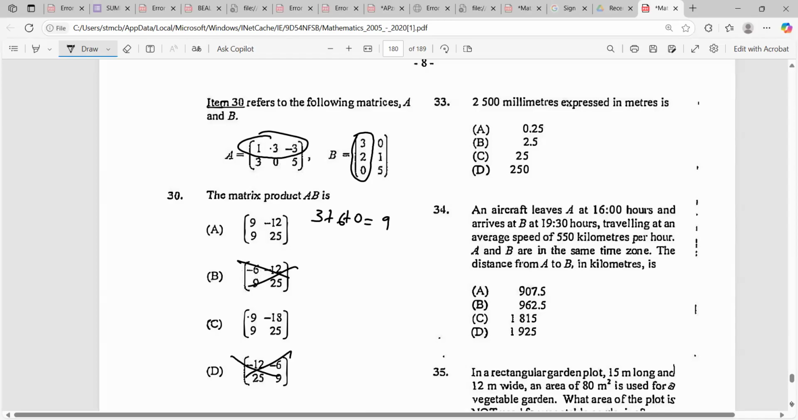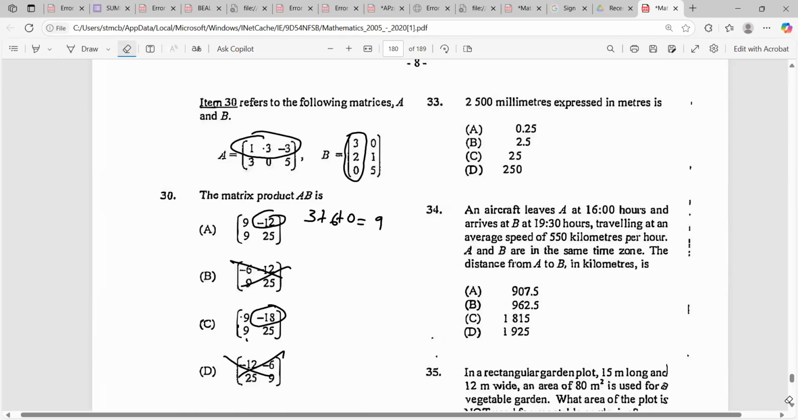So 3 times 3, that's 9. Alright, but this and this are the same. And that one, if you work out, because they have the same thing. Hold on there, guys. So both of them have the 9. So that's a 9.